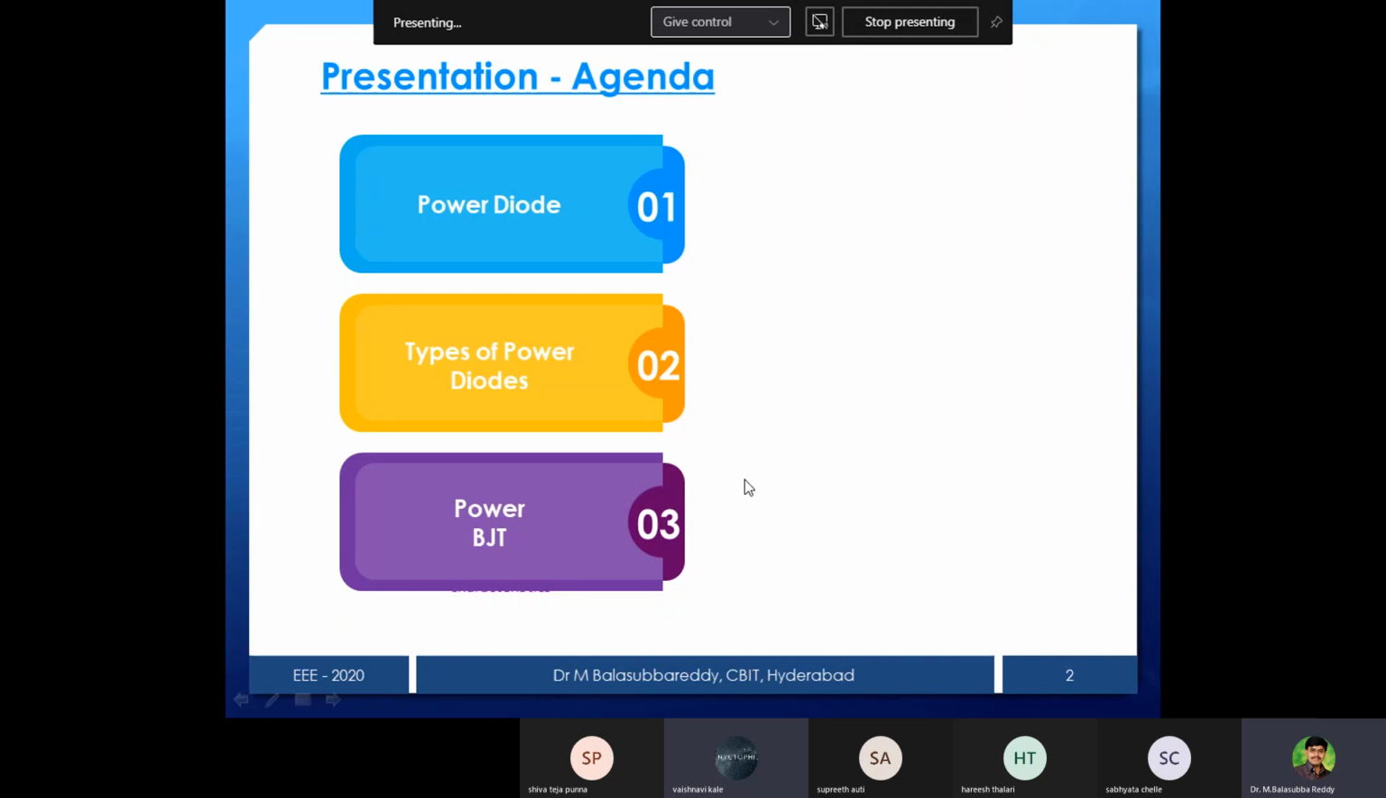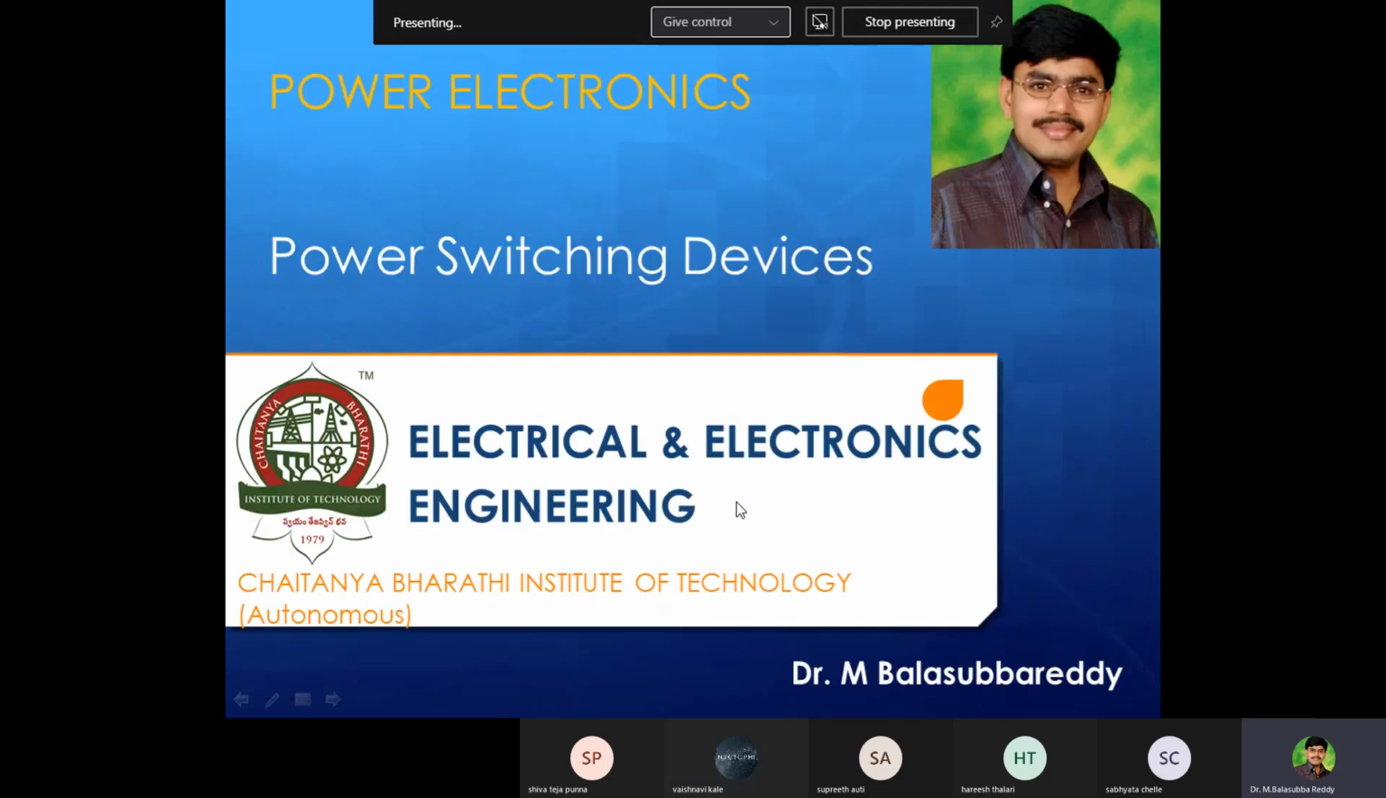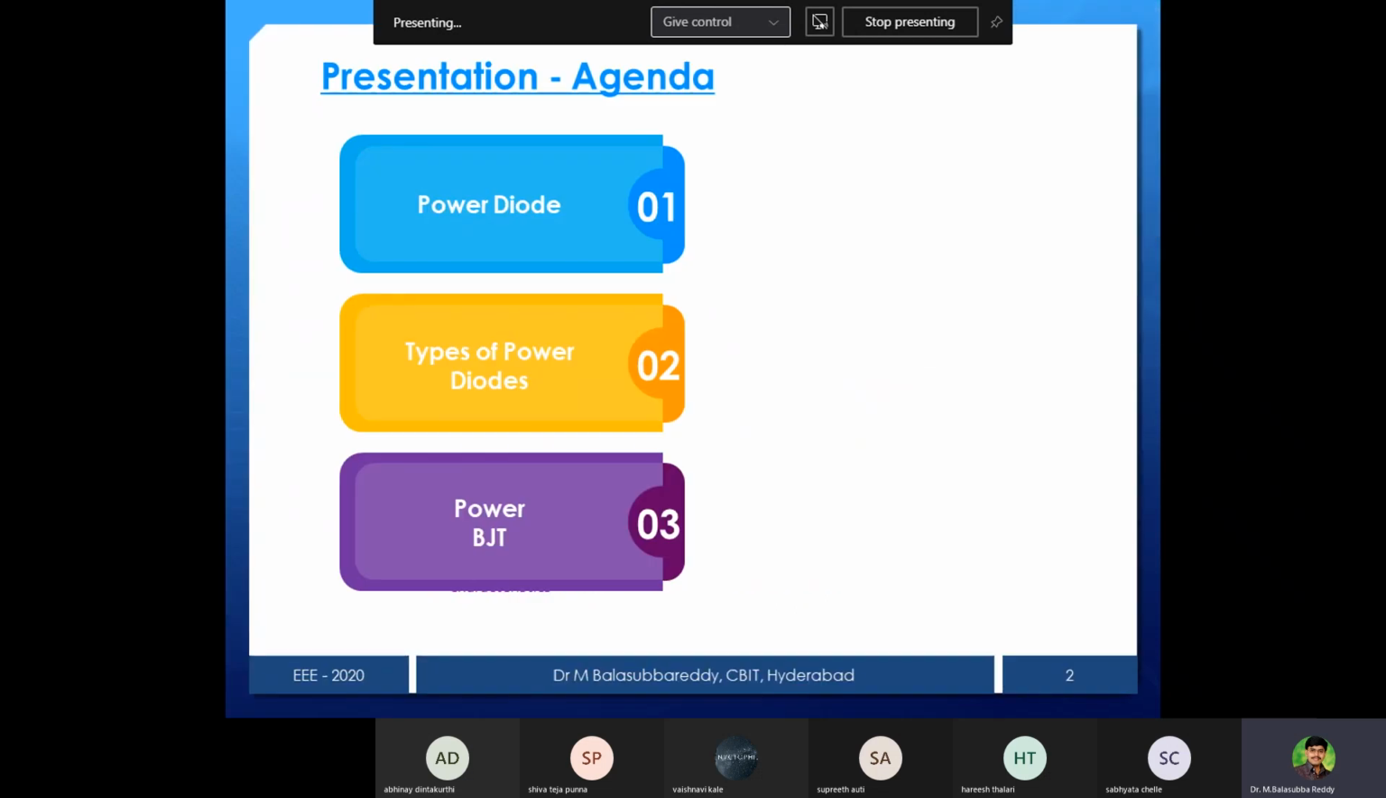Yes, sure. Okay, we'll see this first unit, the power semiconductor switching devices. It is a very small unit. It will take hardly 4 hours or maximum 5 hours. In this, we discuss the power diode. I told you there is a difference between a general diode and a power diode, so we will look into that.